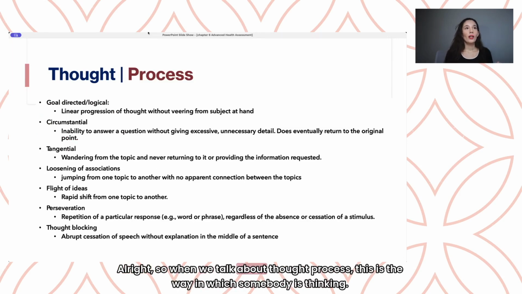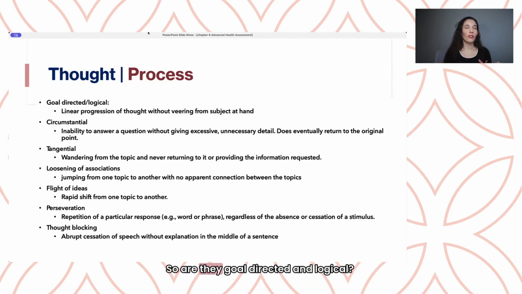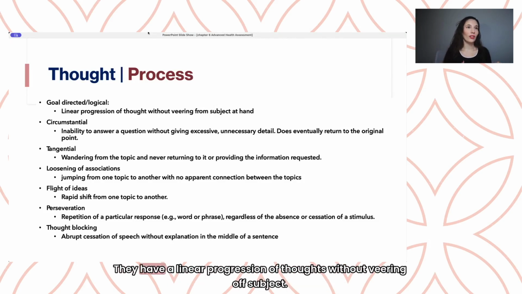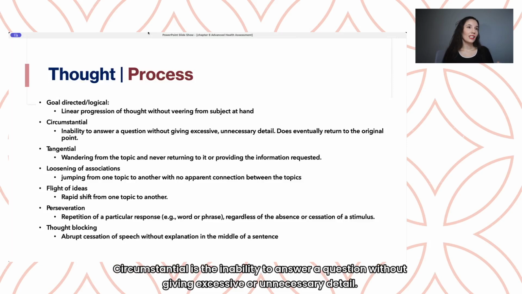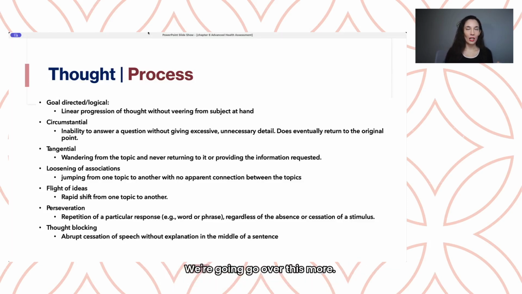All right. So when we talk about thought process, this is the way in which somebody is thinking. So are they goal-directed and logical? They have a linear progression of thoughts without veering off subject. Circumstantial is the inability to answer a question without giving excessive or unnecessary detail. We're going to go over this more. Tangential is wandering off the topic and never returning to it. Again, we're going to talk about this a little bit more.